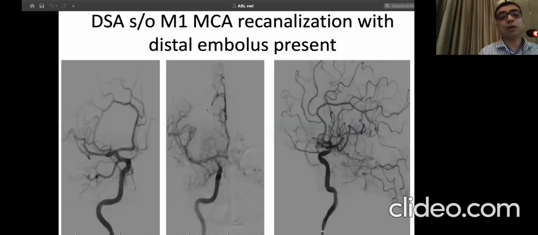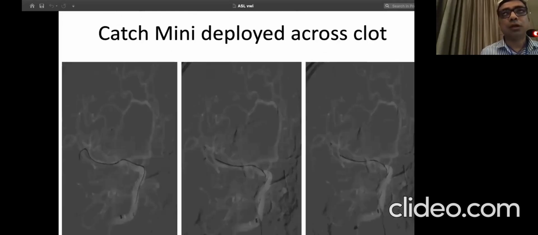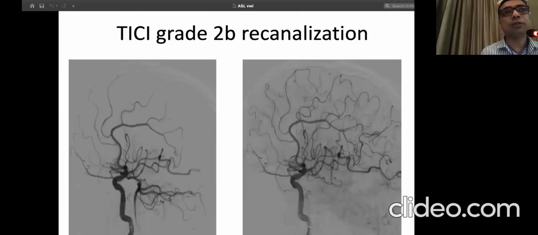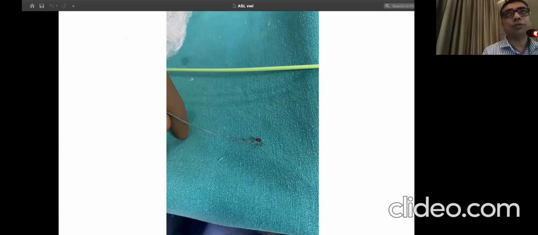By the time we took the first angiogram, to our disappointment, it had recanalized. We thought we had nothing to do. But on a closer look, we saw that one of the vessels was not open, probably supplying the motor cortex. So we went ahead with this. We used a Catch Mini device and did a MeVO, and we opened that vessel, and that was the clot which was taken. So yes, it has helped us in extending our spectrum, including more and more patients.